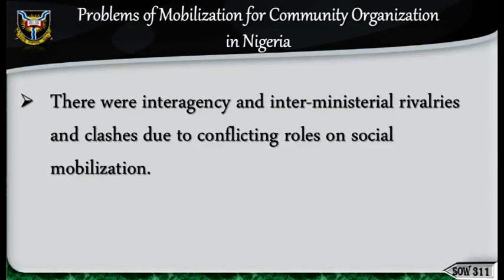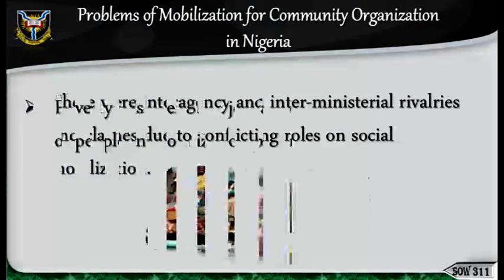There were interagency and interministerial rivalries and clashes due to the conflicting roles on social mobilization. For example, the Federal Ministry of Information and MAMSER had similar responsibilities on political education, while the Mass Education Commission and MAMSER were both charged with responsibility on literacy.